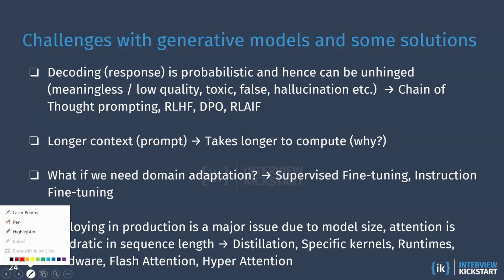As a result, whenever you decode or generate a response, it can be unhinged. Unhinged meaning that it's not always guaranteed that you will get a meaningful response. Generative models do not always result in meaningful responses. The responses can be meaningless. They could be of low quality, toxic, false, or hallucination in nature, which is something made up. It's not even realistic in nature.